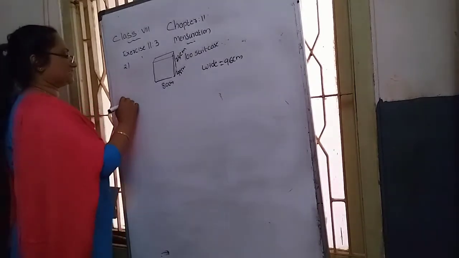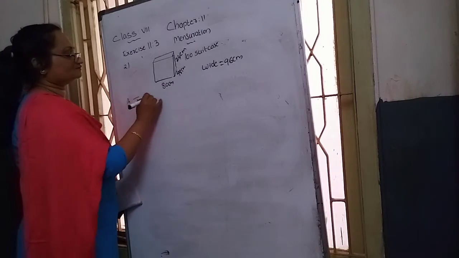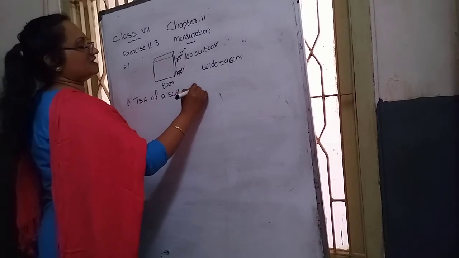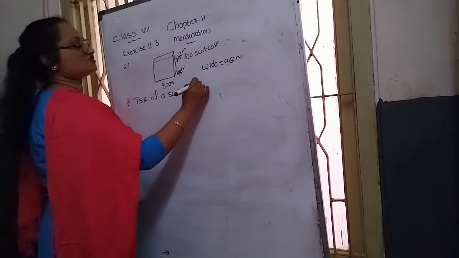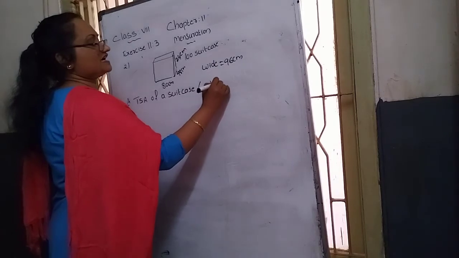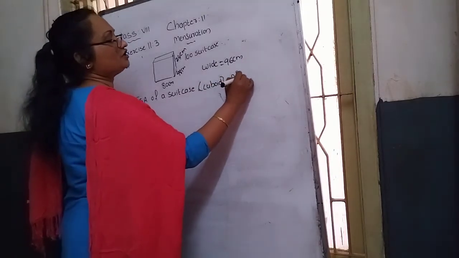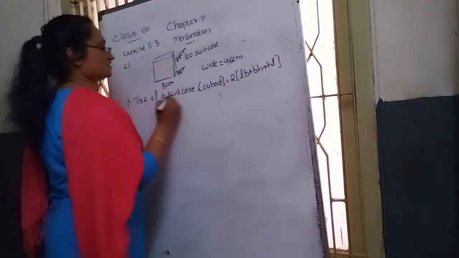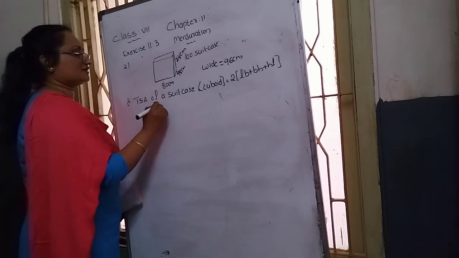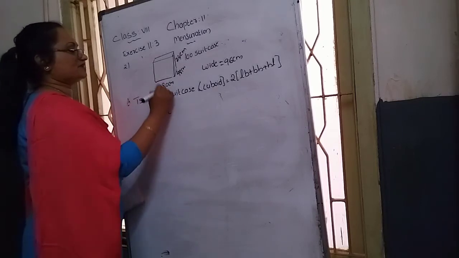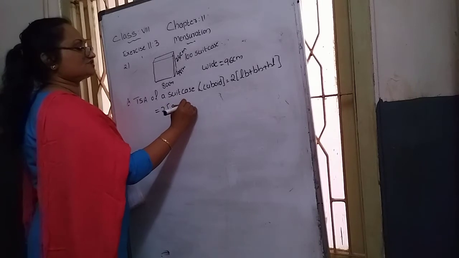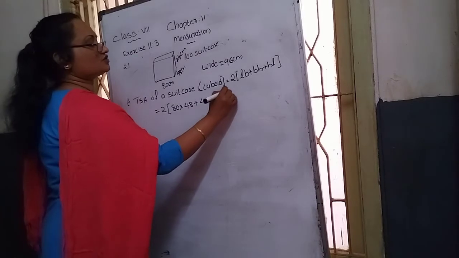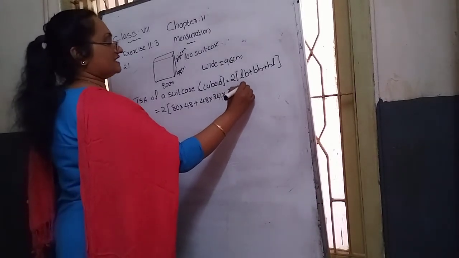So first we start with the TSA of a suitcase. What is the formula? The suitcase is in cuboid shape, so the TSA of cuboid formula is 2 into (LB plus BH plus HL). Here substitute the values: 2 into (length 80 into breadth 48, plus breadth 48 into height 24, plus height 24 into length 80).